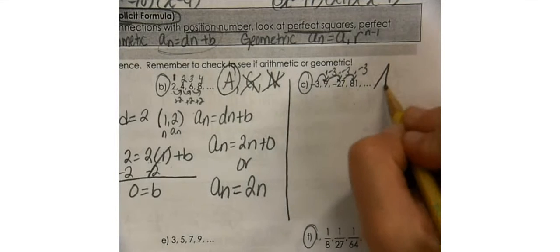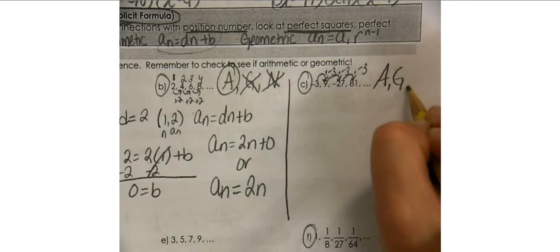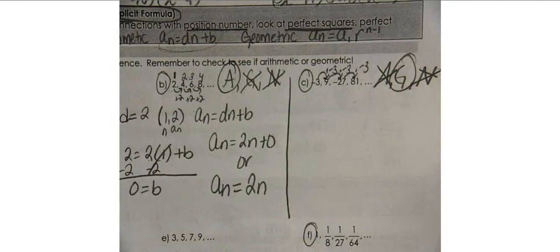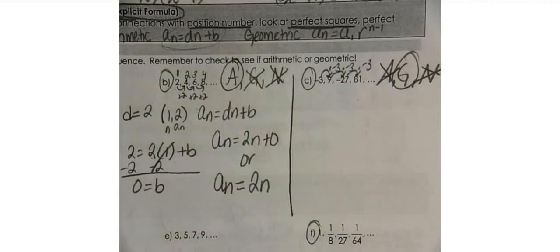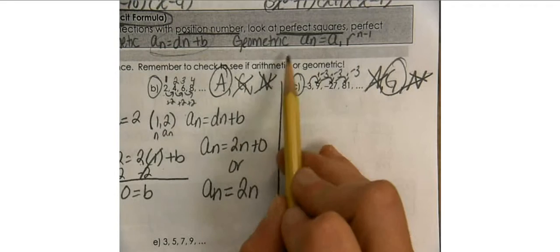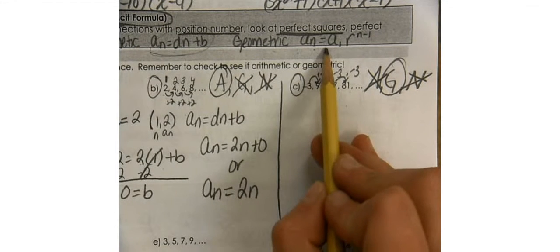So is this arithmetic, geometric, or neither? Since we're multiplying by the same number each time in order to get to our next value, we have ourselves a geometric sequence. So when it comes to geometric sequences, we're going to be writing geometric sequences in the form of A sub n is equal to A sub 1 times r to the n minus 1 power.